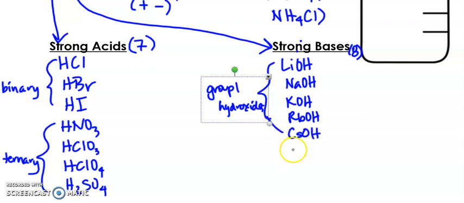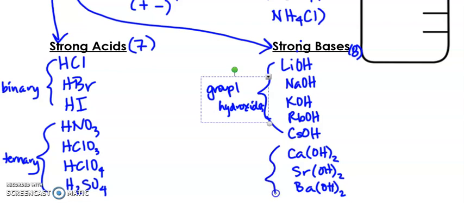And then your group 2 are calcium. And remember, these are +2 charge, so you have 2 hydroxides. Strontium hydroxide and barium hydroxide. So just not magnesium in group 2 and not the radioactive element. So these are your group 2.